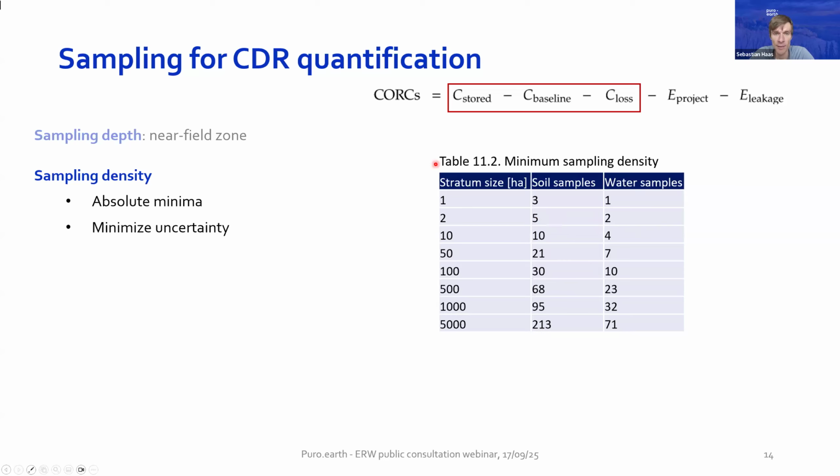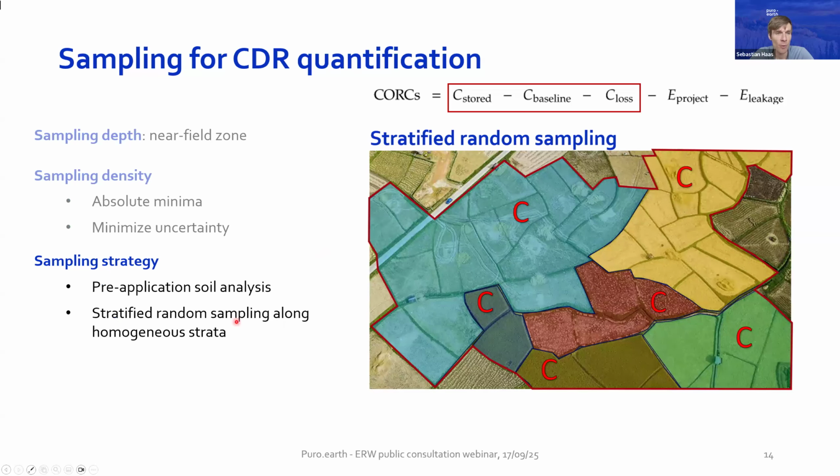And again, we're thinking of these as absolute minima, and we expect that the setup of this methodology will actually incentivize a higher sampling density because of the uncertainty discount, which we'll later talk about, which very briefly basically means the lower your uncertainty around your corks, the more corks you can get. And that incentivizes decrease of uncertainty, and the more you sample, based on the law of large numbers, the more your uncertainty should decrease. So that's sampling density. And sampling strategy is potentially a bit of a vague term.